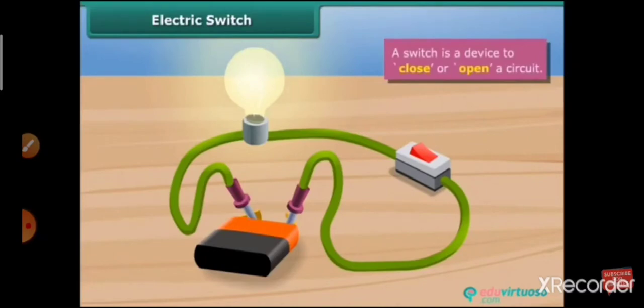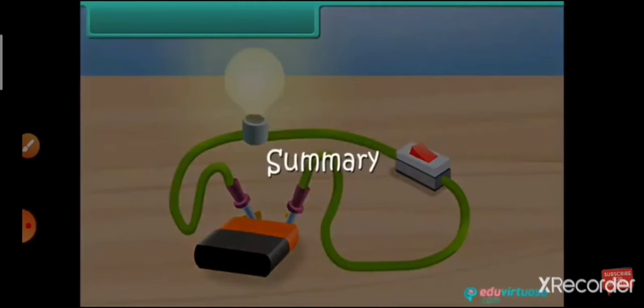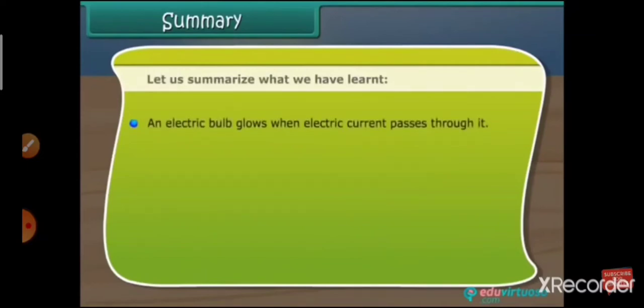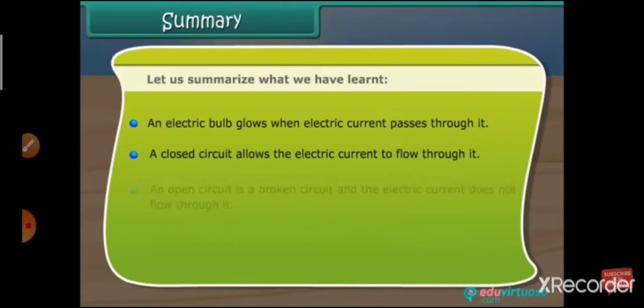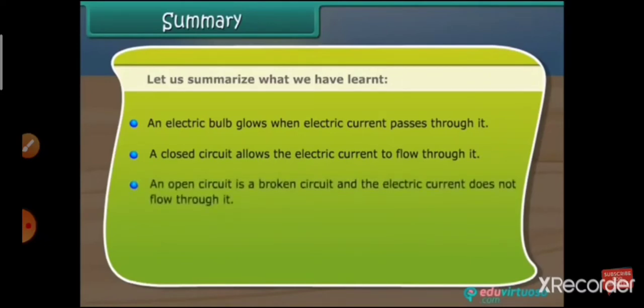Summary. An electric bulb glows when the electric current passes through it. A closed circuit allows the electric current to flow through it. An open circuit is a broken circuit and the electric current does not flow through it. A switch is a device to close or open a circuit.